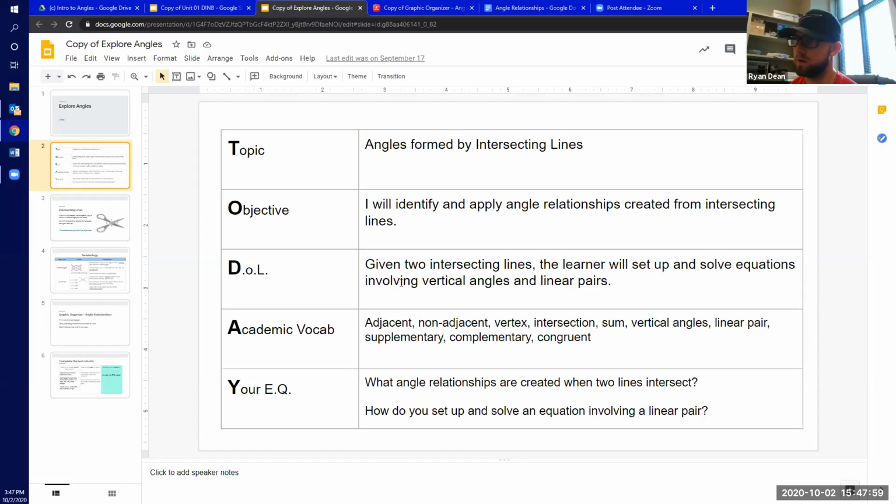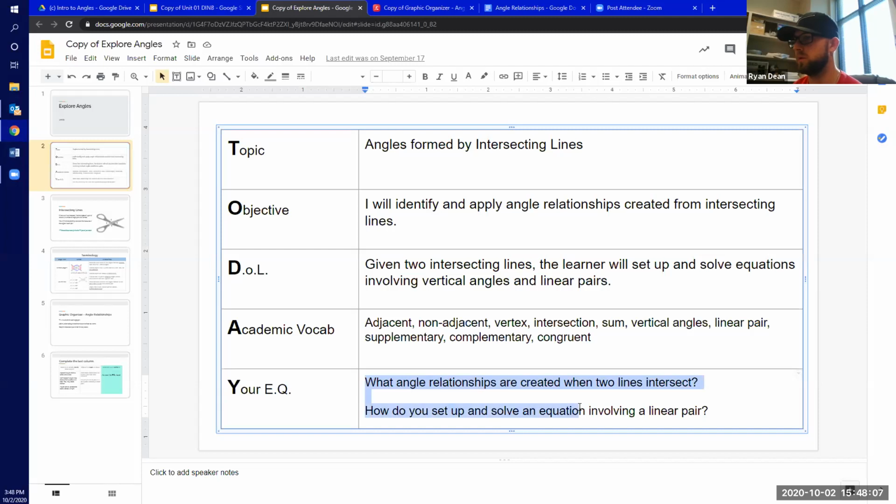Just as promised, we're going to talk more about angles today and some different relationships that are created with angles. So that's what our essential question is today. What angle relationships are created when two lines intersect? And we also have to figure out how to set up and solve an equation that involves a linear pair as well as congruent, supplementary, and vertical pairs. So let's go ahead and get straight into it.